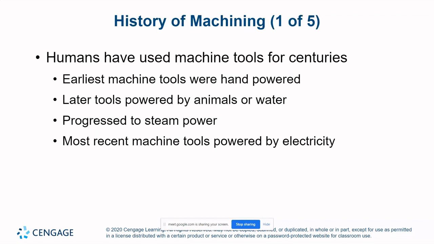Humans have used machine tools for centuries. Earliest machine tools were hand-powered. Later tools were powered by animals or water. This eventually progressed into steam power, and then most recent machine tools are powered by electricity. So you can see that as the human species advanced in day-to-day technology, so did the machining operations. They kind of correlated right along with it.